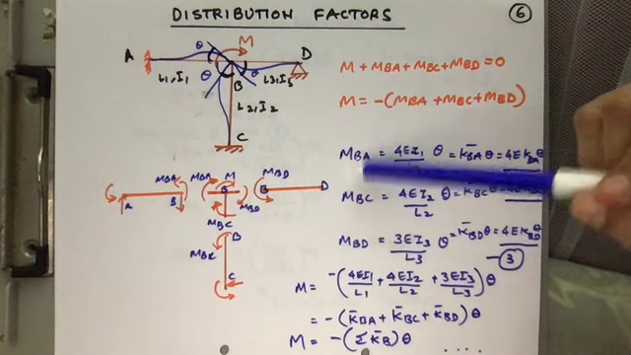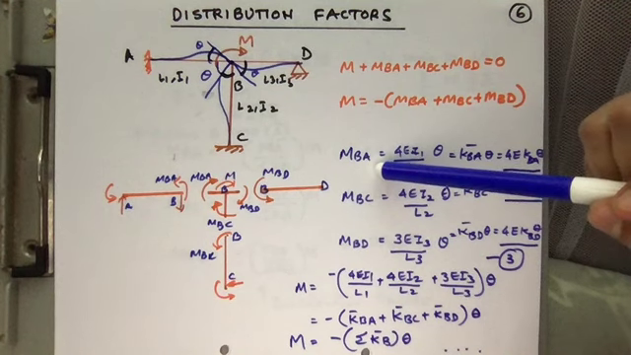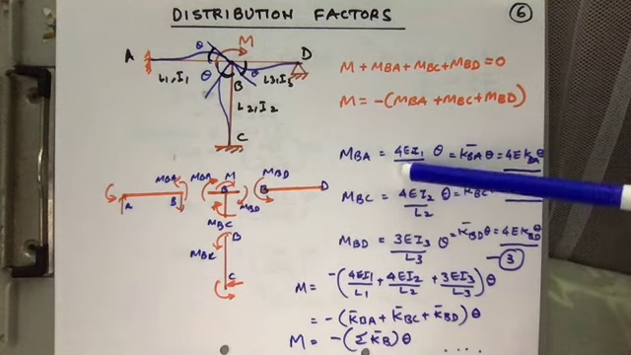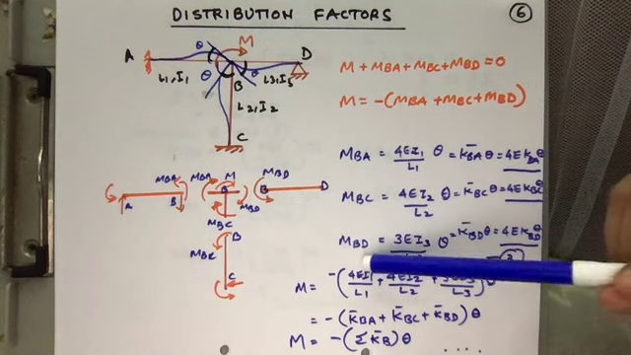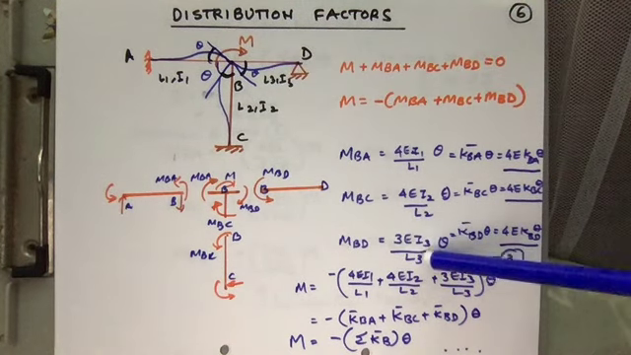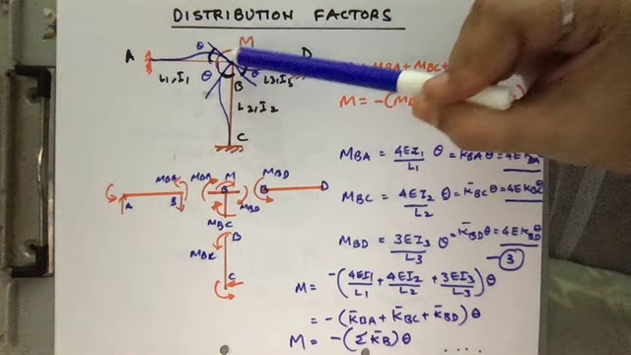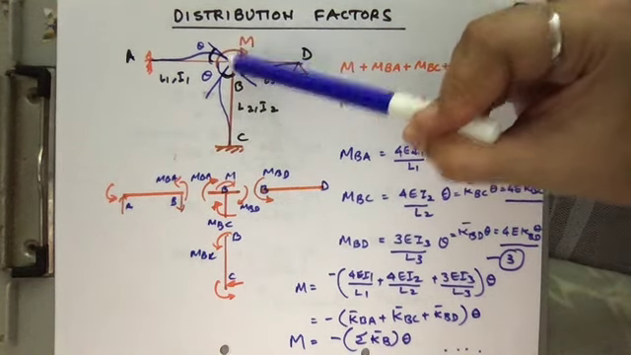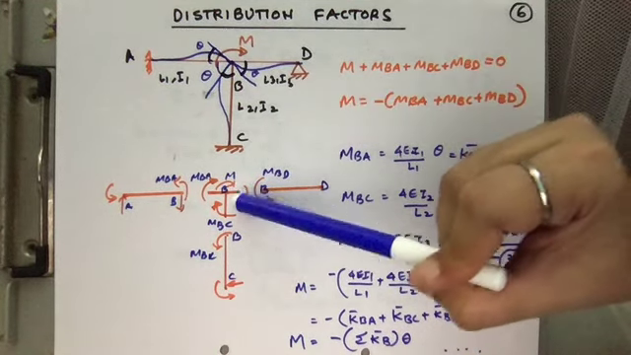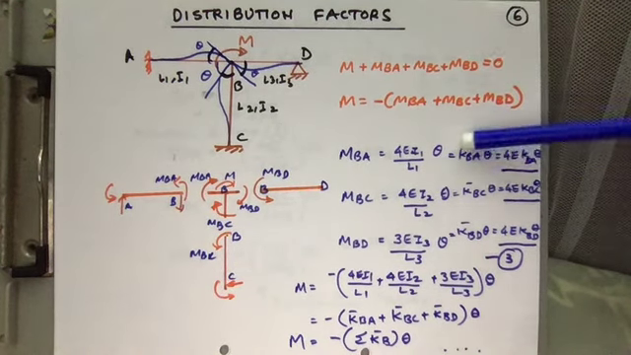So we can separately write MBA, MBC and MBD, the member end moments, according to our equation. Because the far end is fixed, in both cases we are writing 4EI by L. For the third member, because the far end is pinned, we can write 3EI by L. This is a relation between the moments and the moment we are applying. Here we write the moment equation at this particular joint, and then we relate it with theta using our known equation.